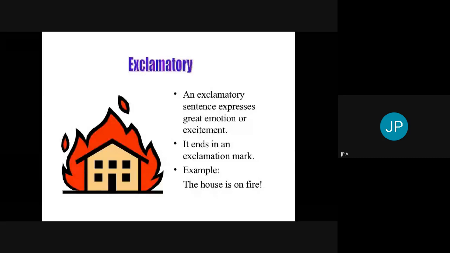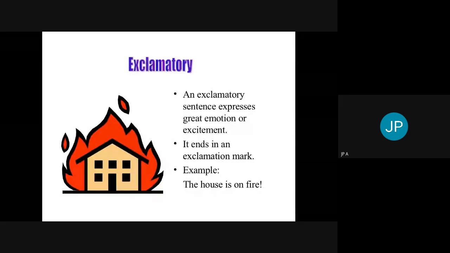Exclamation mark, it is very simple. You just put an exclamation mark at the end of the sentence instead of a full stop. So that is called an exclamatory sentence.